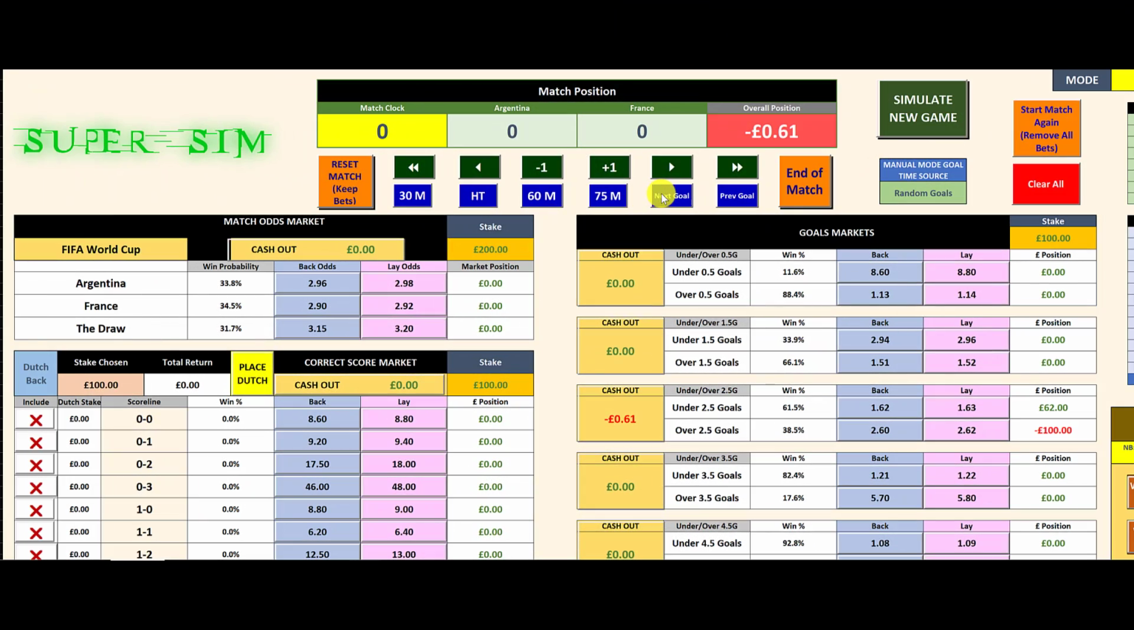Ready to go. Come on, let's try and get a losing trade. Come on, let's go. Next goal. Let's press the next goal button and see where this goal arrives. And okay, I mean 39 minutes.